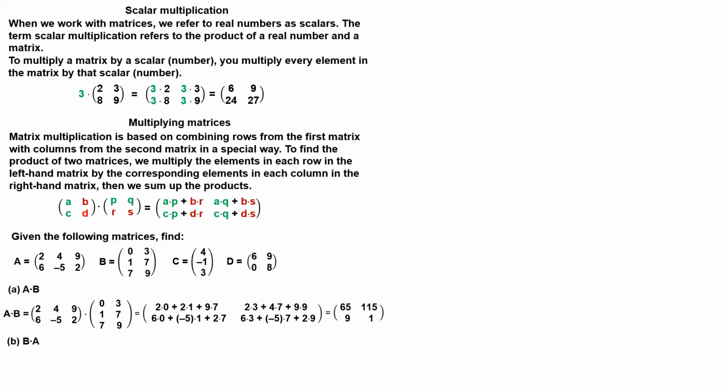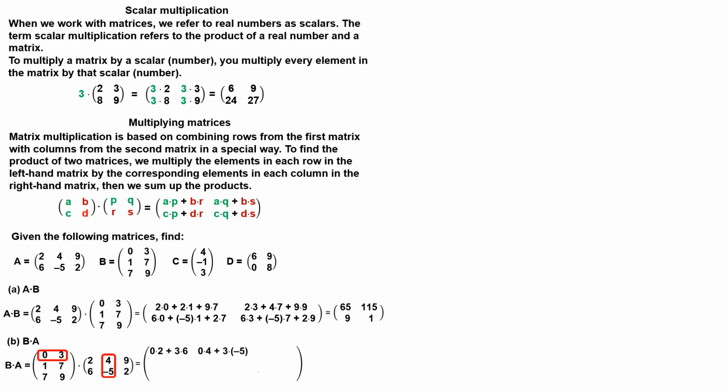Find B times A. Multiply the elements in the first row of B with the corresponding elements in the first column of A. Then add the products to get the entry in row 1 and column 1. Multiply the elements in the first row of B with the corresponding elements in the second column of A. Then add the products to get the entry in row 1 and column 2.